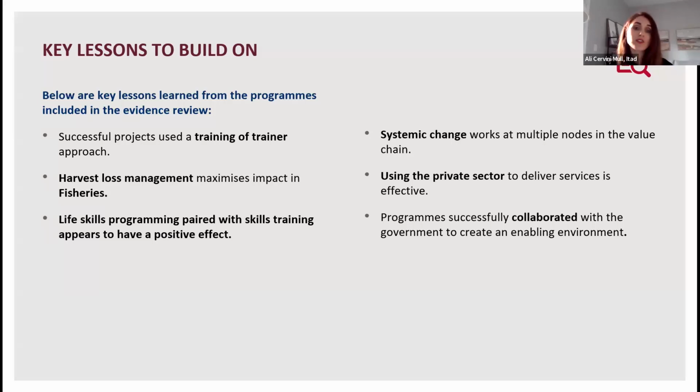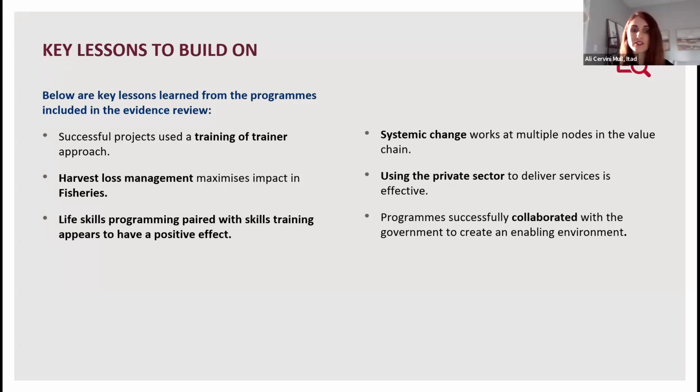Projects that achieved results related to systemic change worked at multiple nodes in the value chain at the same time and recruited the private sector to implement activities to supplement those usually implemented directly by nonprofits. There was substantial evidence for the effectiveness of using private sector structures to deliver services versus direct delivery, as Jason touched on with some of his examples.